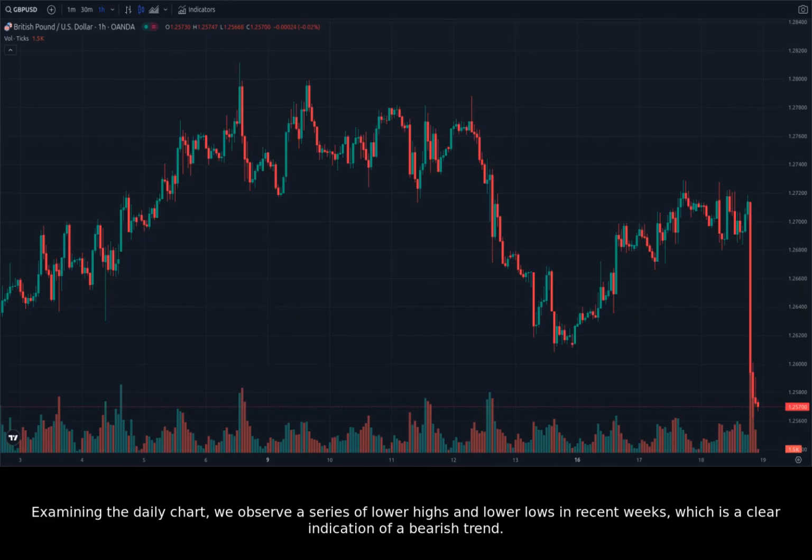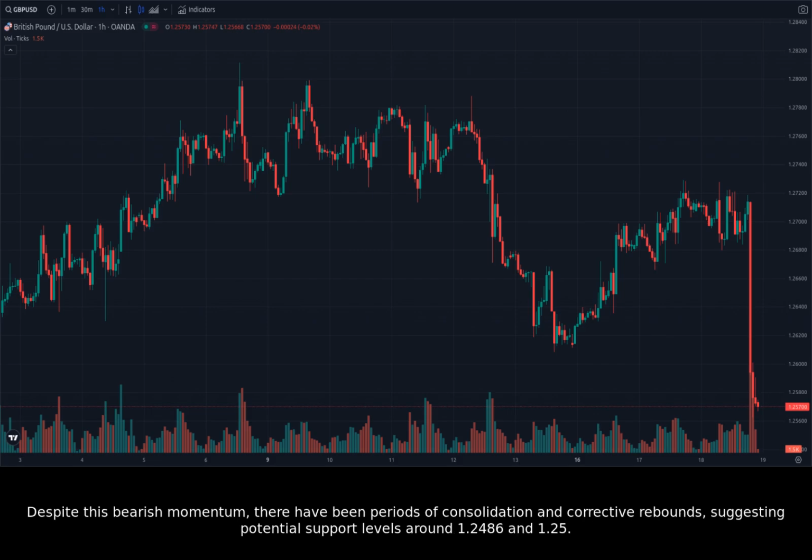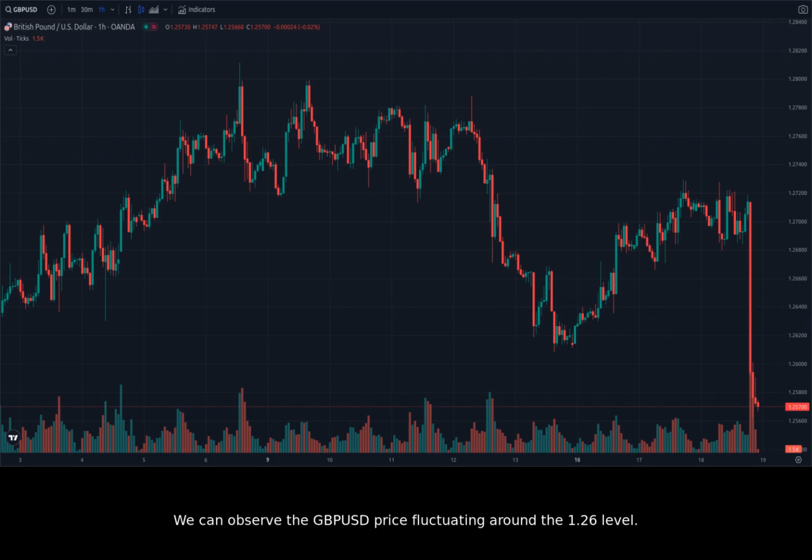Examining the daily chart, we observe a series of lower highs and lower lows in recent weeks, which is a clear indication of a bearish trend. Despite this bearish momentum, there have been periods of consolidation and corrective rebounds, suggesting potential support levels around 1.2486 and 1.25. We can observe the GBPUSD price fluctuating around the 1.26 level.